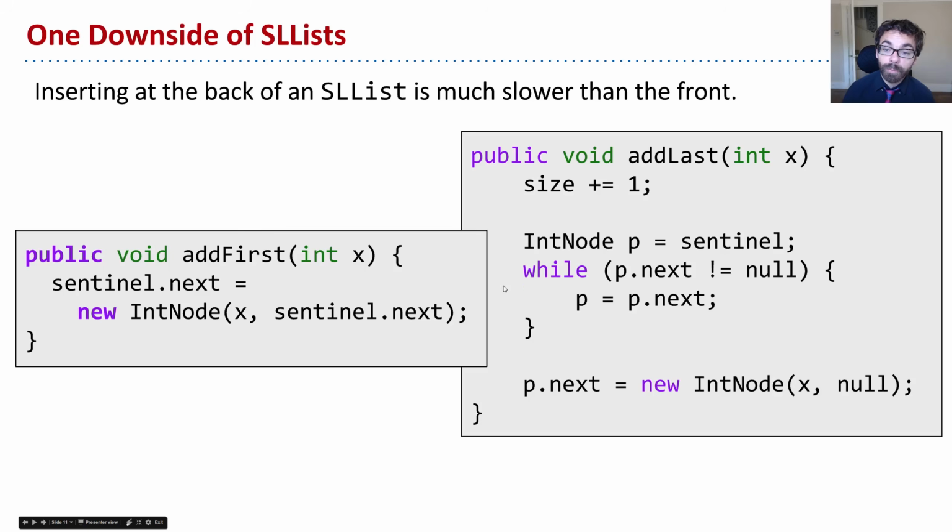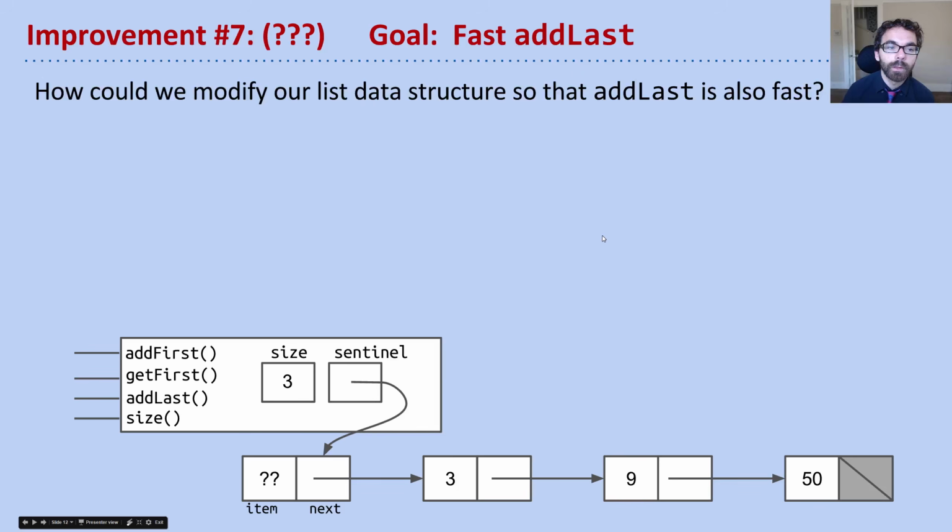Now that is going to be slow because we have to iterate through this list, much like we saw with the size method before. So you might think, inspired by what we did with the size method, about ways that we could improve our SList so that add last is also fast. So ponder that for a moment, maybe pause.